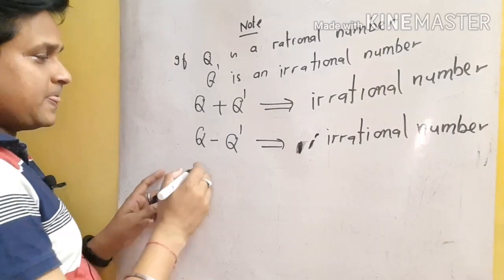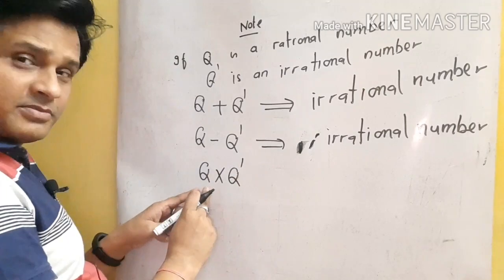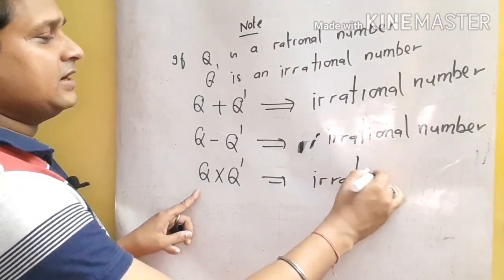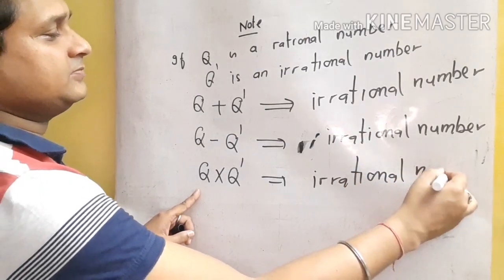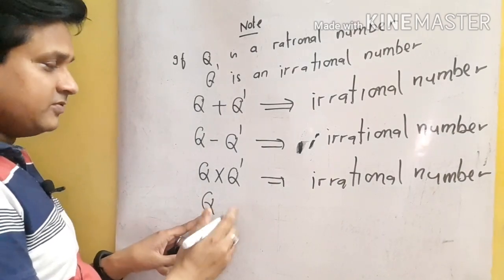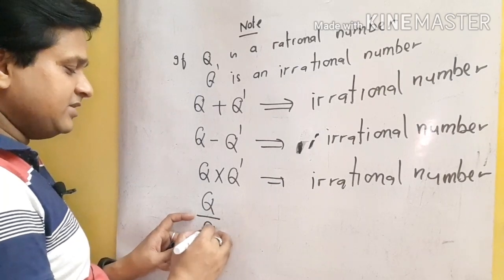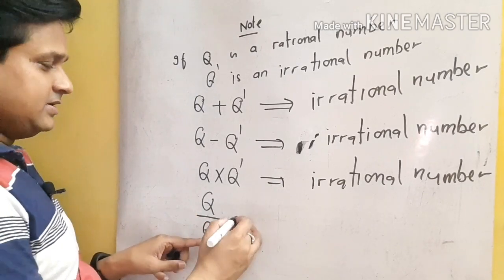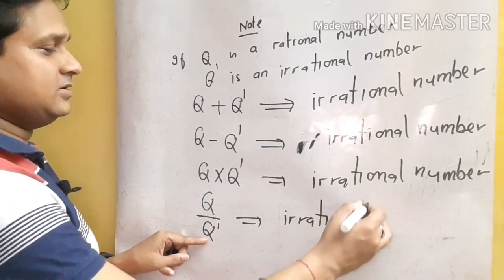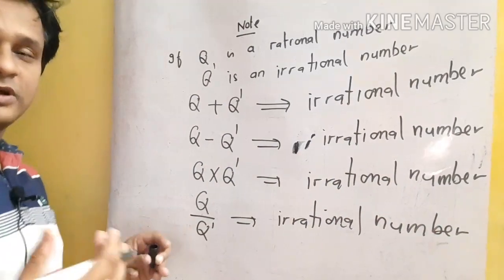You have to remember this. And now, product. The product of a rational number and an irrational number will always be an irrational number. Next one, the quotient of a rational number and an irrational number, and quotient means I will divide, is also an irrational number. Okay. So, these are the basic things you have to understand.